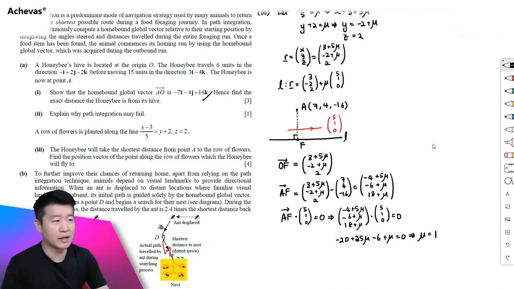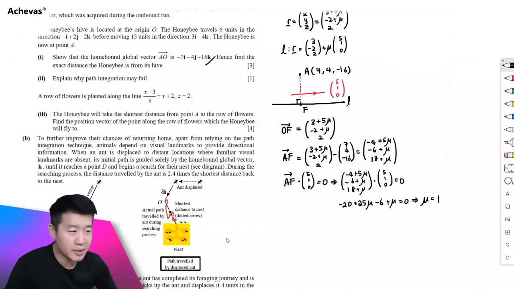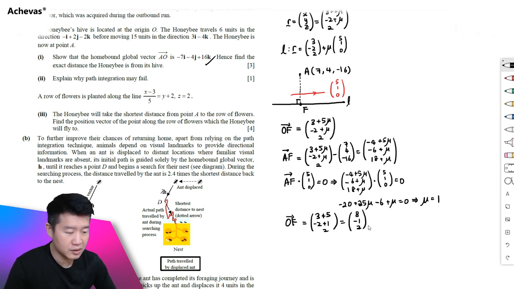Mu is equal to 1, and we will now be able to find the position vector of the nearest point, and that will be substituting 1 back into here. 3 plus 5, minus 2 plus 1, 2. So the position vector is 8, minus 1, 2.